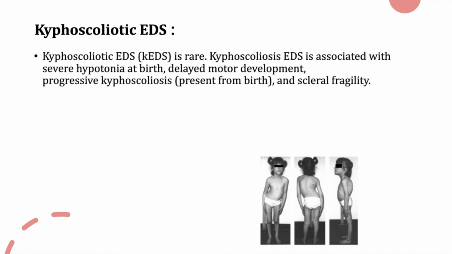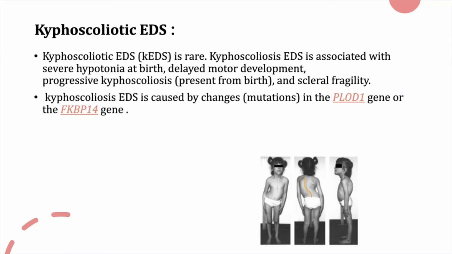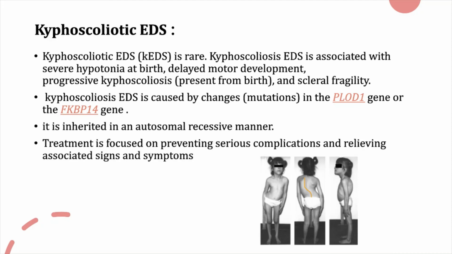Kyphoscoliotic EDS. This is rare, and kyphoscoliotic EDS is associated with severe hypotonia at birth, delayed motor development, and progressive kyphoscoliosis. Here we can see a curvature of the spine, which condition is known as kyphoscoliosis, and scleral fragility. Kyphoscoliotic EDS is caused by changes in the PLOD1 gene or FKBP14 gene. It is inherited in an autosomal recessive manner, and treatment is the same, preventing serious complications and relieving associated signs and symptoms.